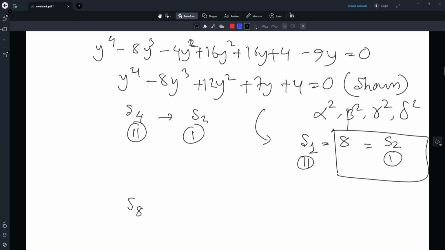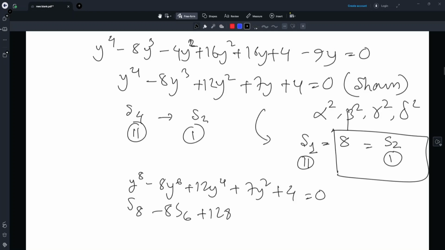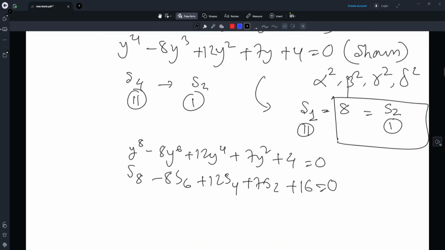So I will end up getting a larger degree equation like this: y to the power 8 minus 8y to the power 6 plus 12y to the power 4 plus 7y squared plus 4 equals 0. Now there's nothing here because there's nothing there. So S8 minus 8S6 plus 12S4 plus 7S2 plus 16 equals 0. We do not multiply the constants out with the number of roots here because we have a variable here. If it's a complete constant, then we do so.